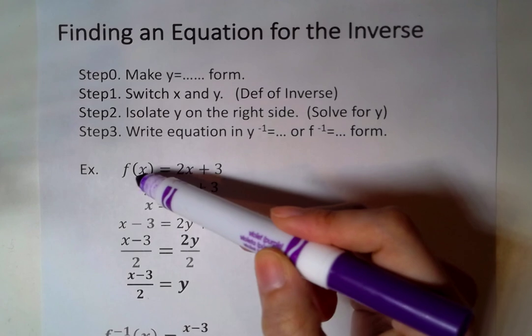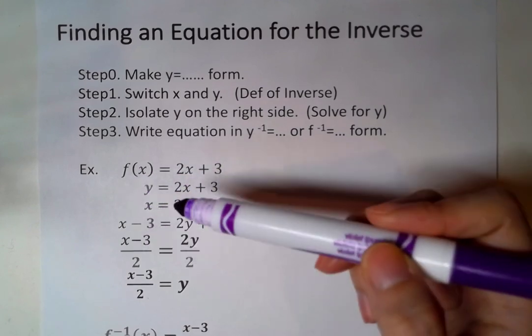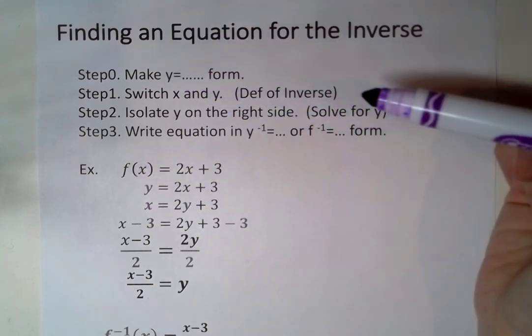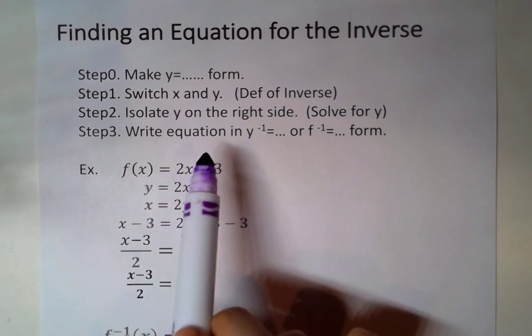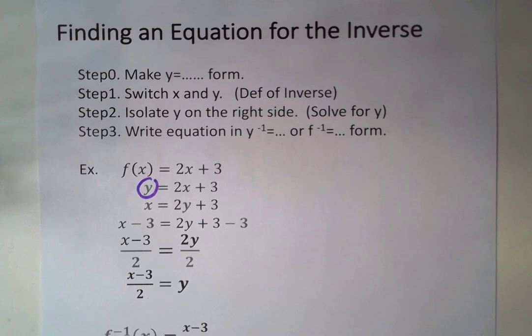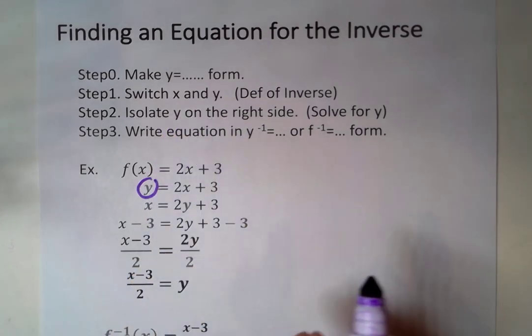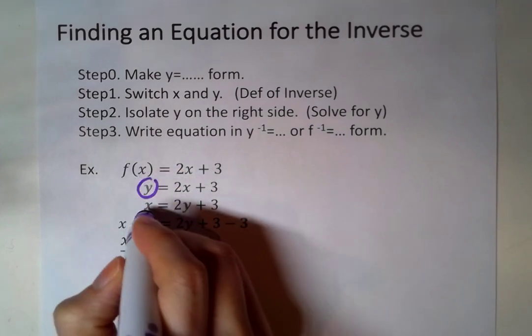So whenever you get f of x, g of x, c of x, whatever, you get a function, then you need to make it y equals, right? So like this, f of x is 2x plus 3. The first thing is you need to change it to y, right? And then switch x and y. Switch x and y. Definition of inverse. Inverse means you're changing it. So x for y, y for x.